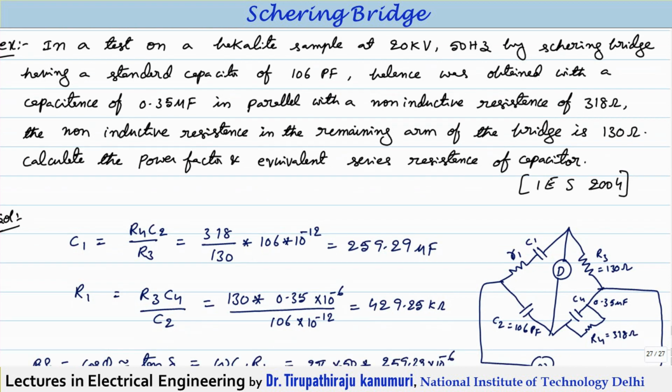So based on this question, I have drawn the circuit. So this R1 and C1 are the unknown value of capacitance and leakage, that means the loss component of this unknown capacitor, and R3 is already mentioned there, it is equal to 130 ohms, and the values of C4 and R4 are mentioned as 0.35 microfarads and 318 ohms, and the value of C2 is mentioned as 106 picofarads, and the supply is given as 20 kV 50 Hz.